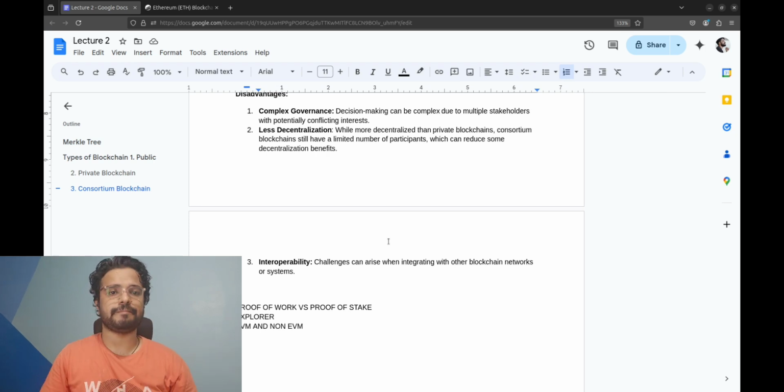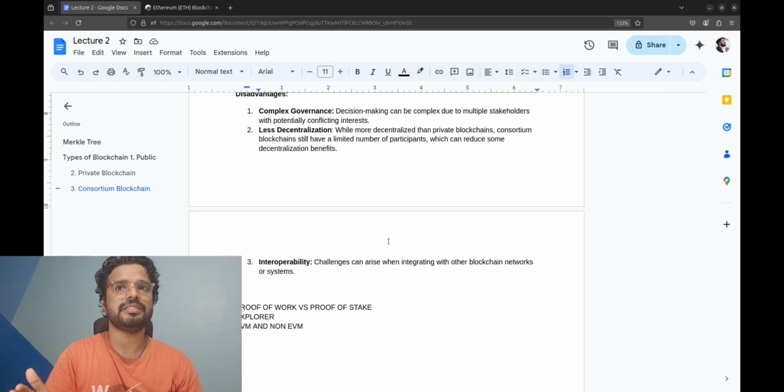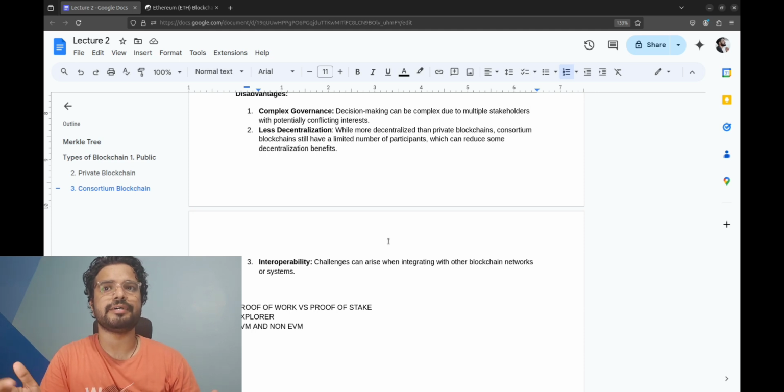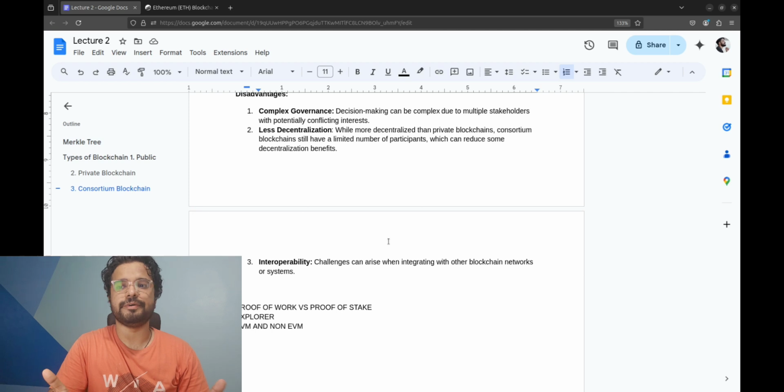So now let's go on to the main topic, the consensus mechanism. Consensus means how the blockchain will stabilize and add a block to the blockchain. There are broadly two types of consensus, that is proof of work and proof of stake.